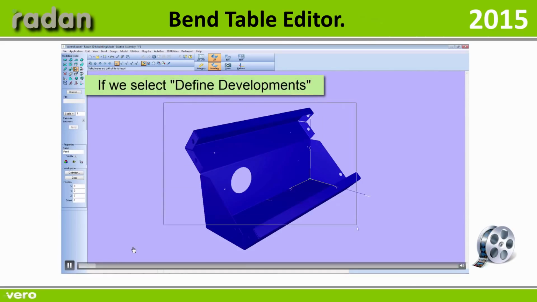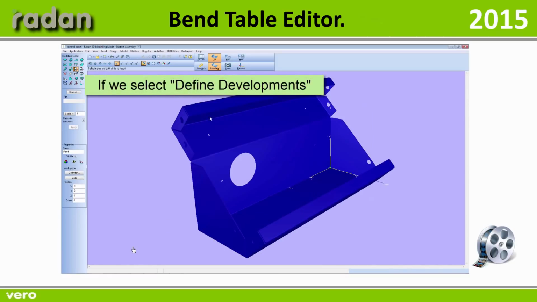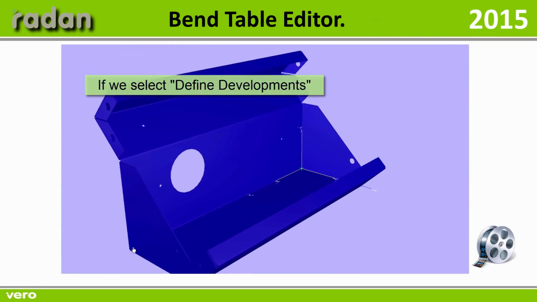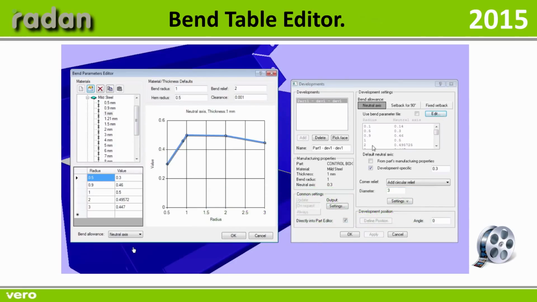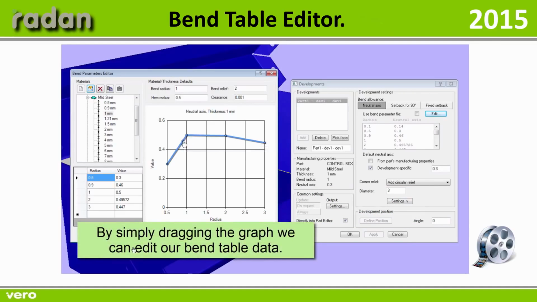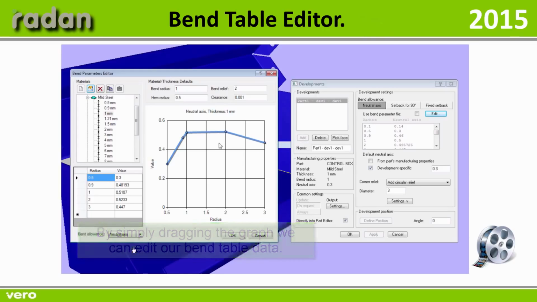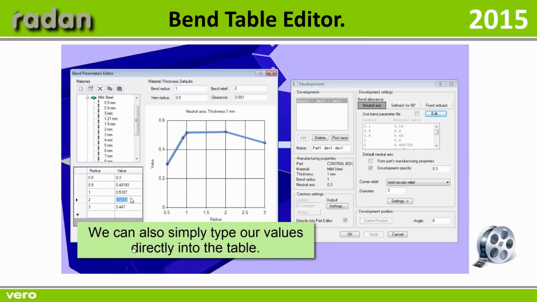So as I said, to access the new bend table editor, we simply go into the developments option, and in the developments dialog under edit we can access the new bend parameter editor. It's a simple case of dragging this graph to edit the values in the table, making it very easy and quick to edit your bend parameters. You can, if you wish, click into this list and manually type the values that you require.